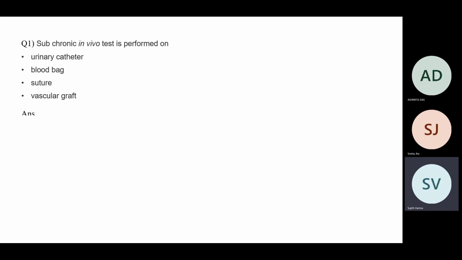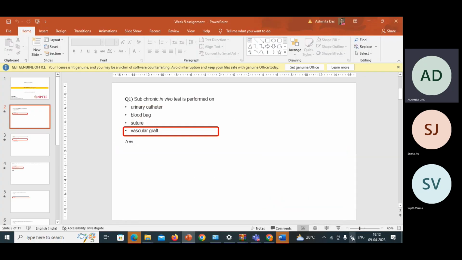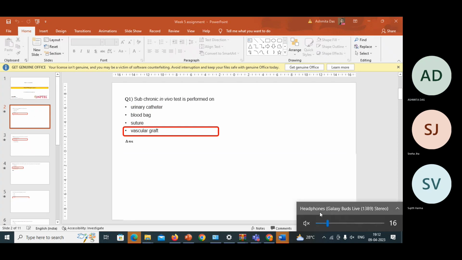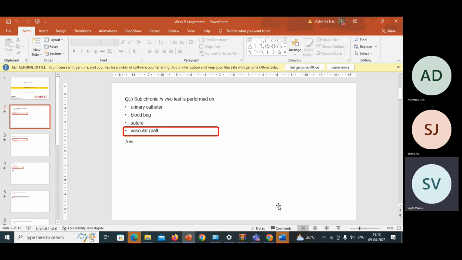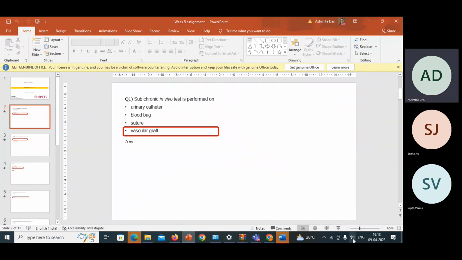It is introduced inside the body, so we need to test the toxicity before it is used. Okay, so which of the things is correct according to you? I think a vascular graft. Why are the other three not?